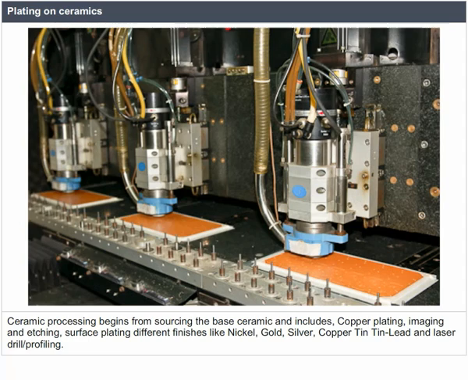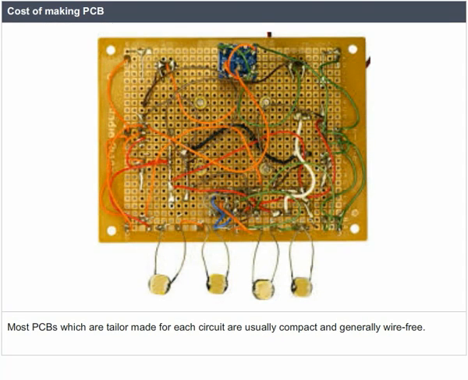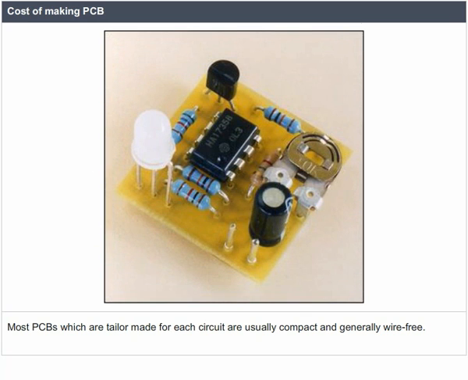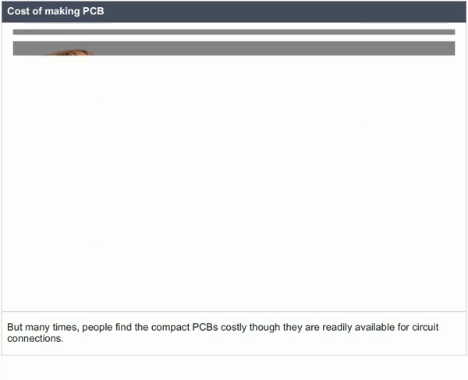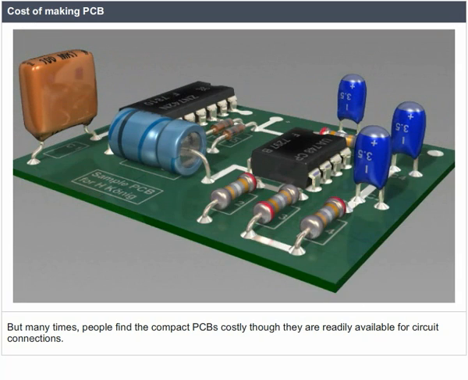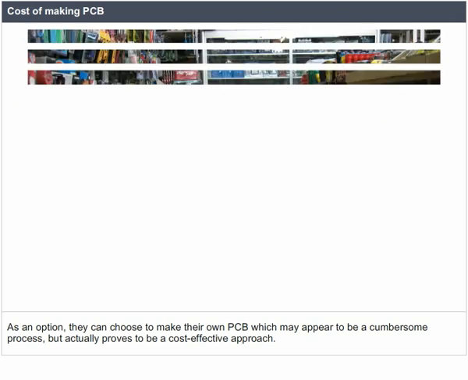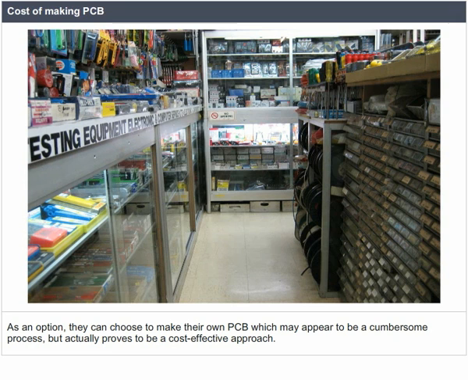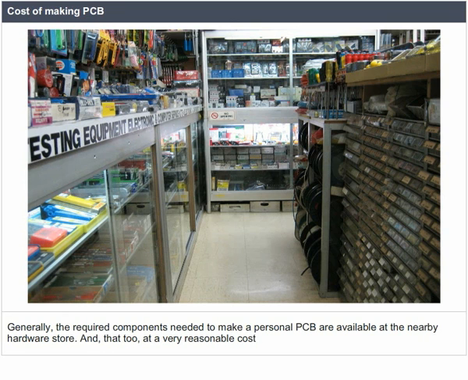Cost of making PCB. Most PCBs which are tailor-made for each circuit are usually compact and generally wire-free. But many times people find the compact PCBs costly, though they are readily available for circuit connections. As an option, they can choose to make their own PCB, which may appear to be a cumbersome process, but actually proves to be a cost-effective approach. Generally, the required components needed to make a personal PCB are available at the nearby hardware store, and that too at a very reasonable cost.